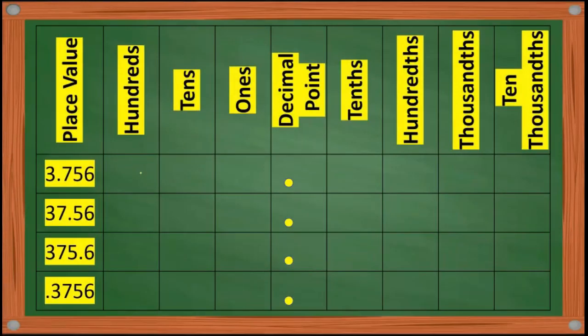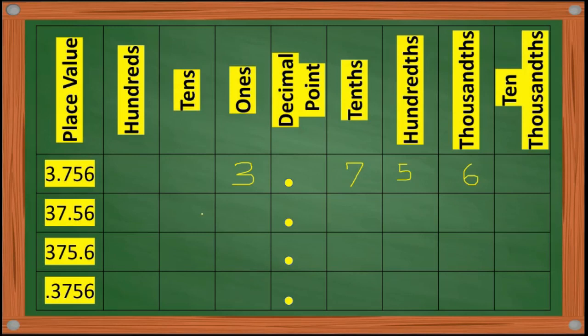So, let's give or write the value of the given decimal numbers. Look at the given decimals. We have 3.756. So, we have already the decimal point. Lagay natin dito 3, and then 7, 5, 6.